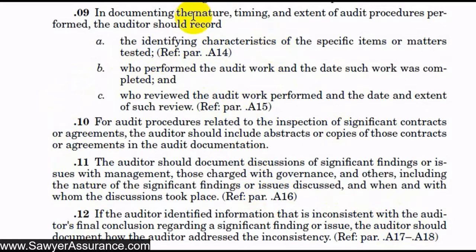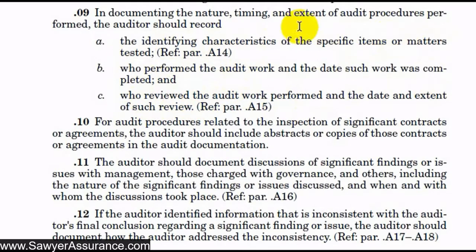So we'll go through these requirements, and then we can go down here and get some more color on the requirements. So first it says that when we're documenting the nature, timing, and extent of audit procedures, we should record the identifying characteristics of the specific items or matters tested, who performed the audit work and the date such work was completed, and who reviewed the audit work performed and the date and extent of such review.